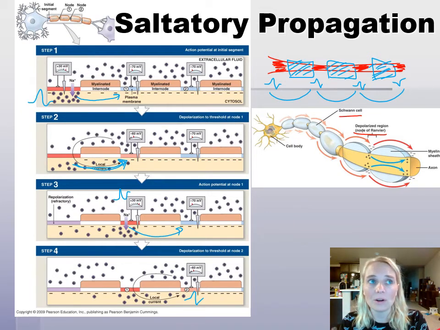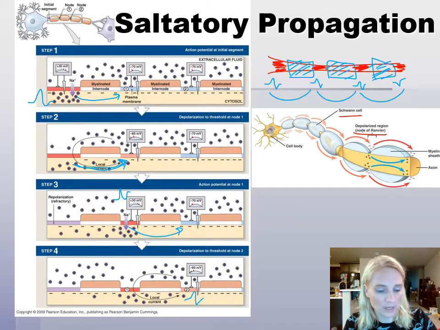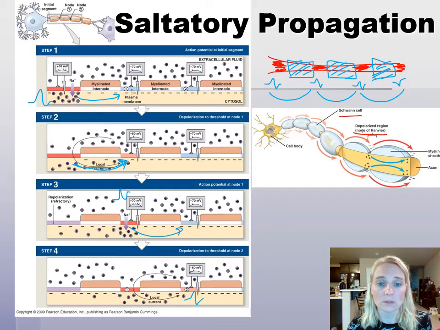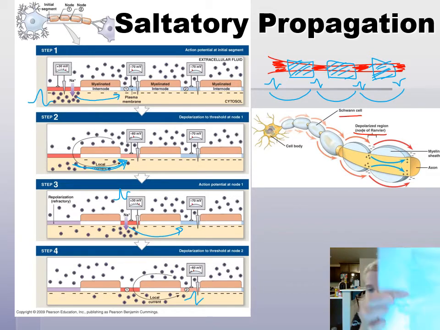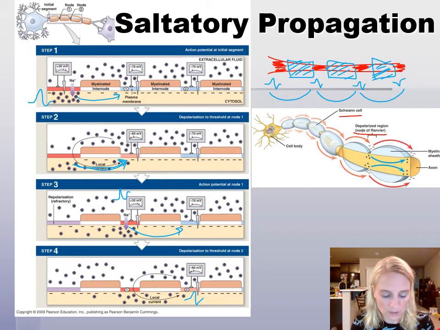And that arrival of the action potential to the synaptic terminals happens way faster than it does in continuous propagation. So with that being said, what's the reason for having two different speeds of action potentials? Well, it depends on the kind of stimulus. What kind of signal are you sending? So in your notes, there's different types of fibers, right? Type A, type B, and type C fibers.